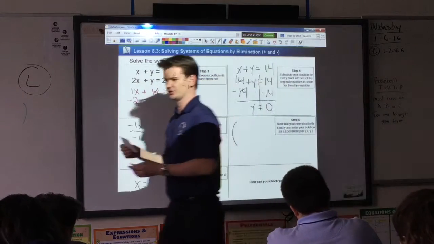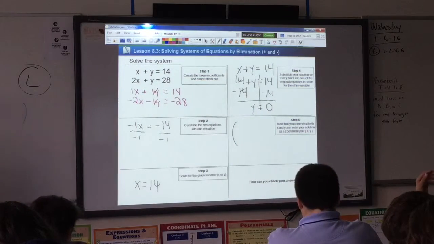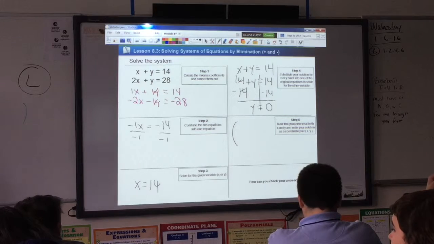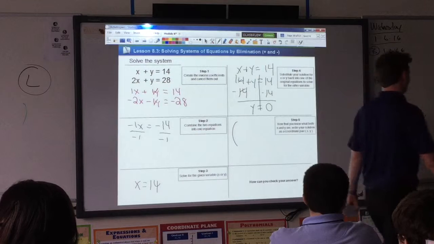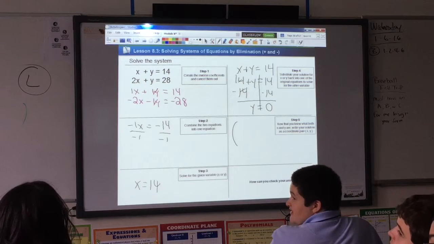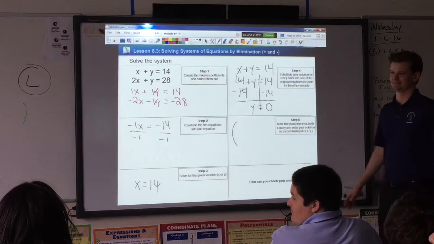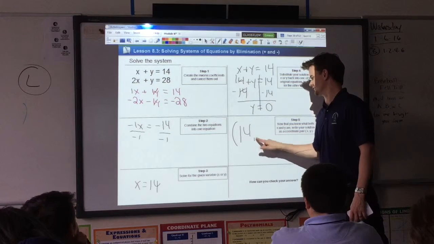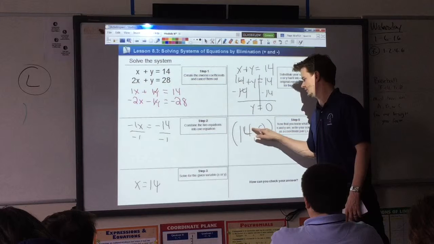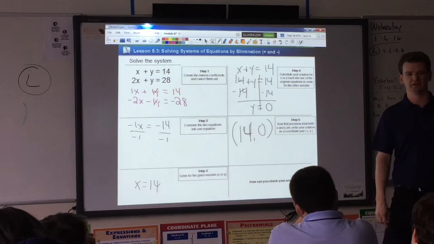What is my answer as a coordinate pair, Cartla? Close those eyes for 1 second. What is it? What you got? 14 comma 0. Now fill in the notes on your paper. It's not filled in over there, is it? 14 comma 0. That is my solution.